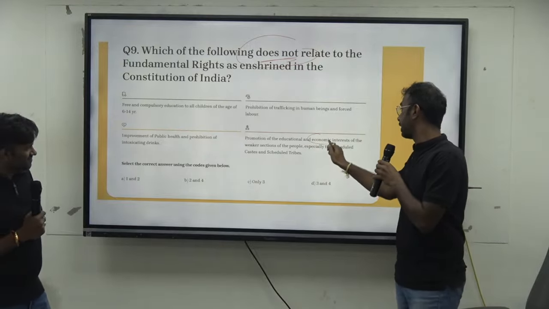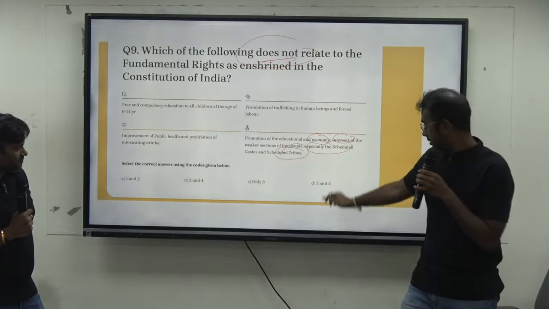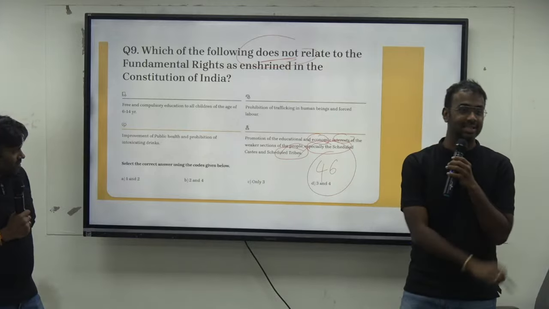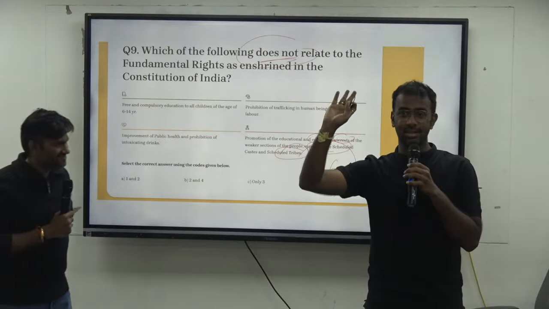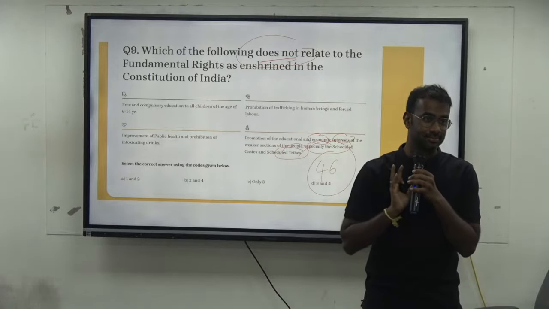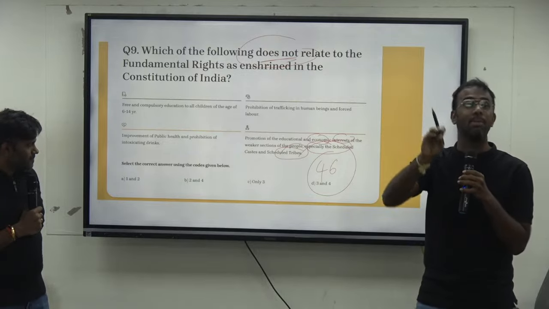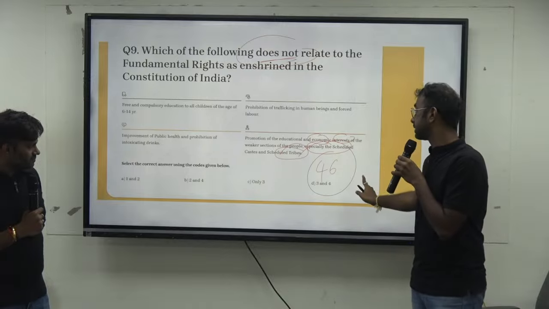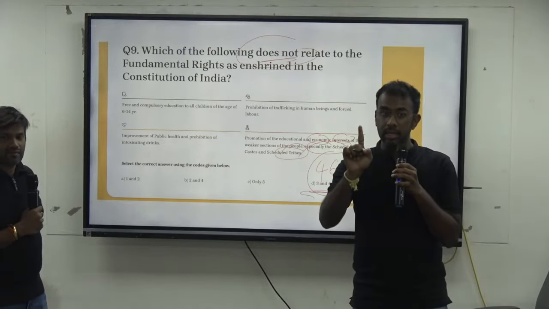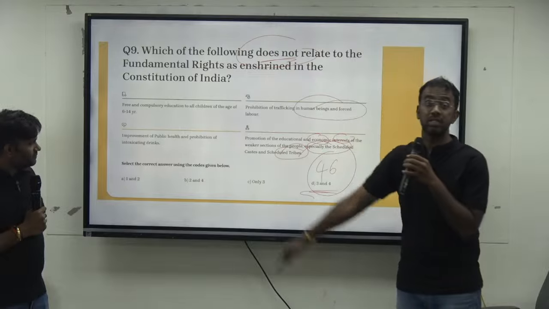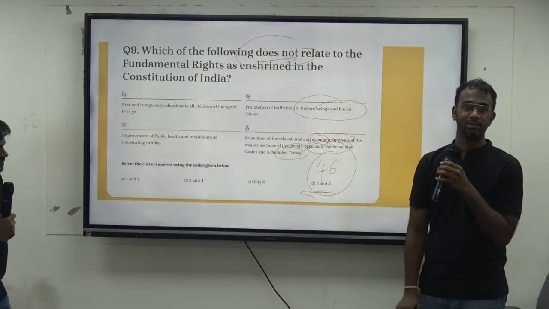The promotion of education and economic interests of weaker sections, especially scheduled castes and scheduled tribes. Which article? I still remember somebody taught me like this: 46, meaning the government will give 4 and 6, a bumper, for scheduled castes and scheduled tribes. So that is Article 46, 99% correct. I read this 10 years back, but these stories actually make you remember. Free and compulsory education: which article? 21A. Prohibition of trafficking in human beings and forced labor: Article 23. Article 24: child labor.